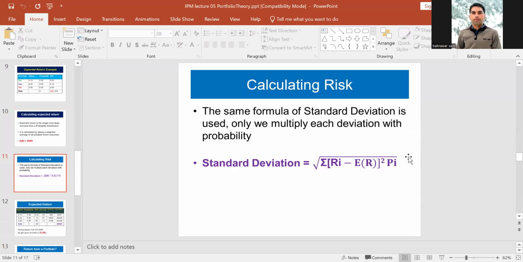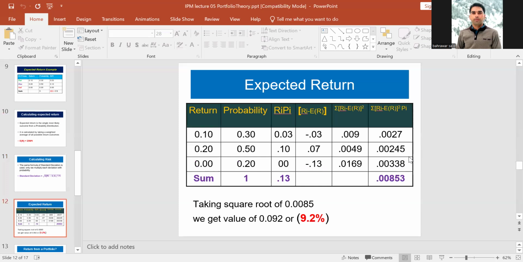How can we calculate the risk? In a portfolio, we measure risk by the variance as well as by the standard deviation. The steps are: subtract the expected return from each possible return, square the results, then multiply by the probability. The sum of all squared deviations is equal to the variance. Then take the square root to get the standard deviation. The standard deviation of the portfolio in this example is 9.2%.